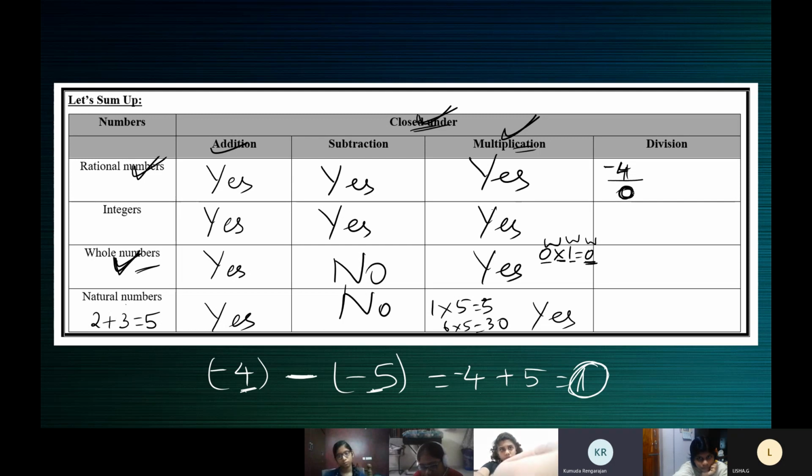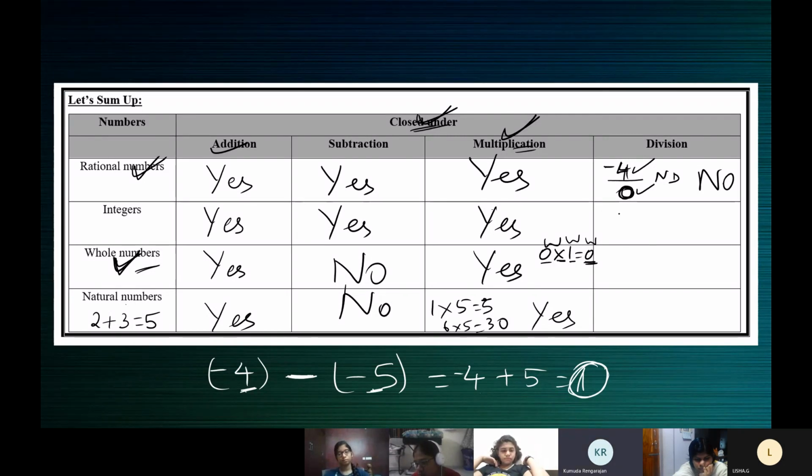This division is not defined. So just for this, when you divide this rational number by this rational number, the result is not defined. For this reason, we say that rational numbers are not closed under division. Just for this.